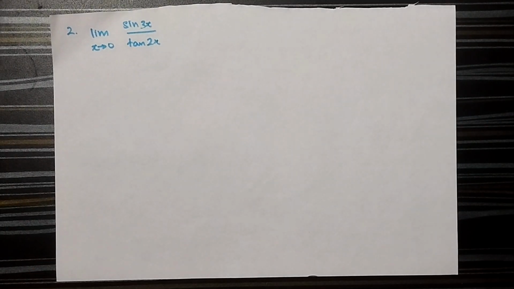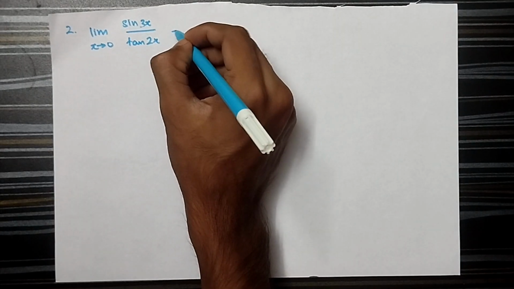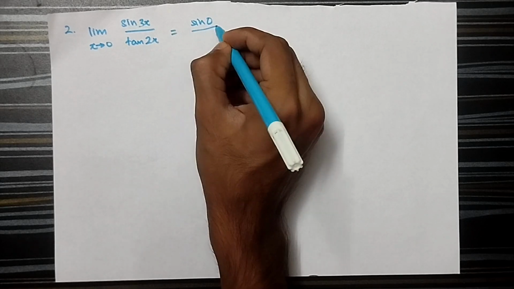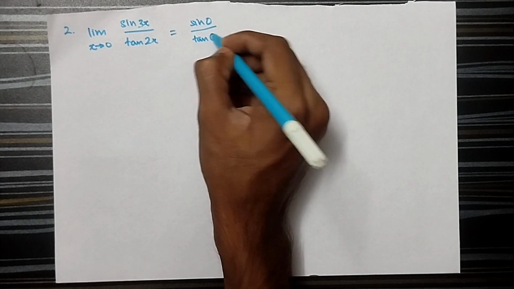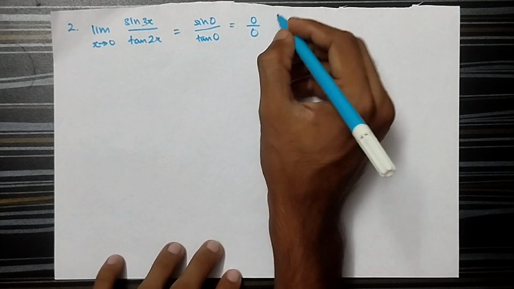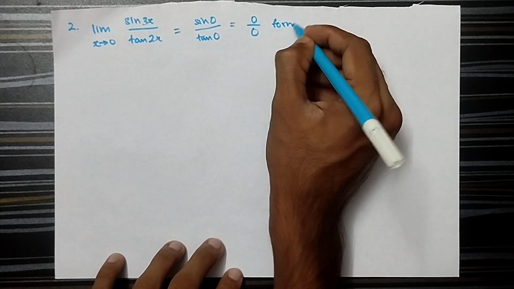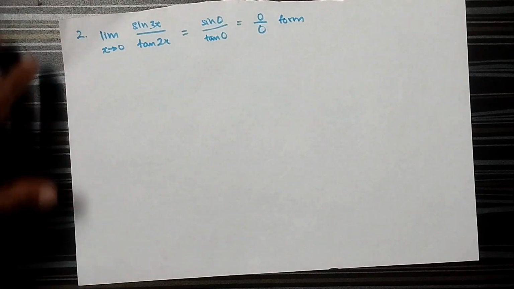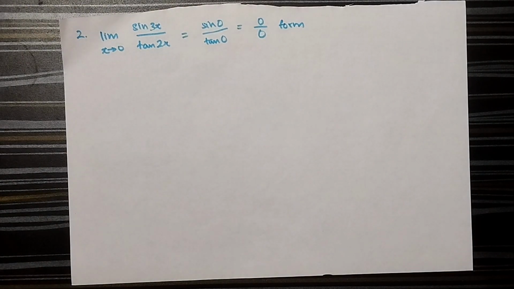Okay. So we see here, if we do direct substitution, sine of 3 into 0 is sine 0, and tan of 2 into 0 is tan 0. Sine 0 is 0, tan 0 is 0. So we get the 0 by 0 form. So by direct substitution, we ruled that out. Now we know we can't do factorization here, nor rationalization since there is no root.